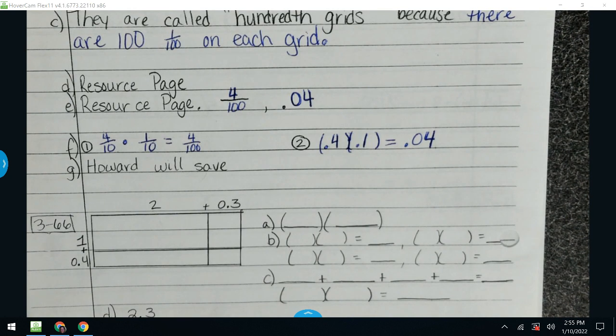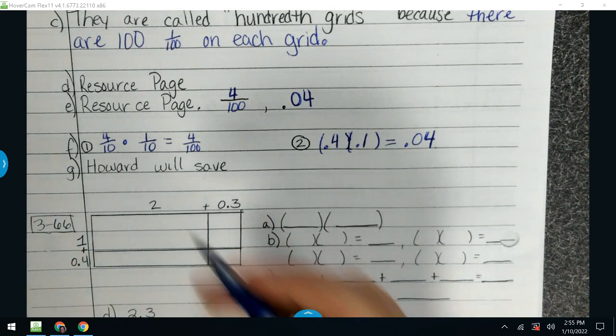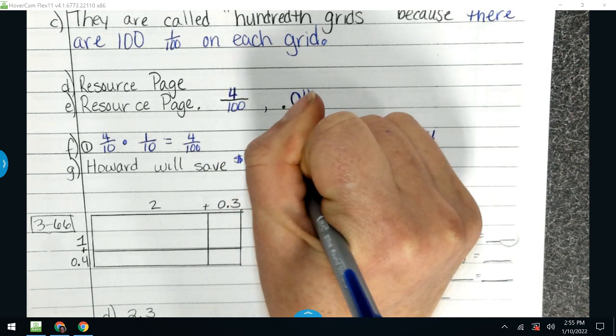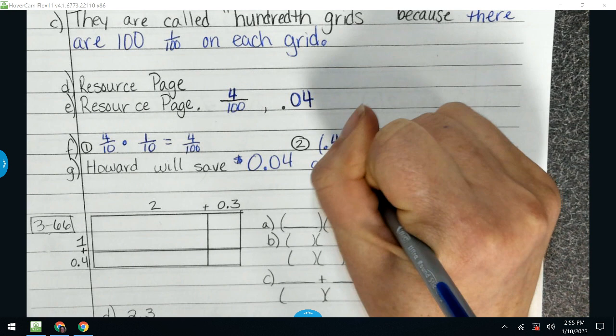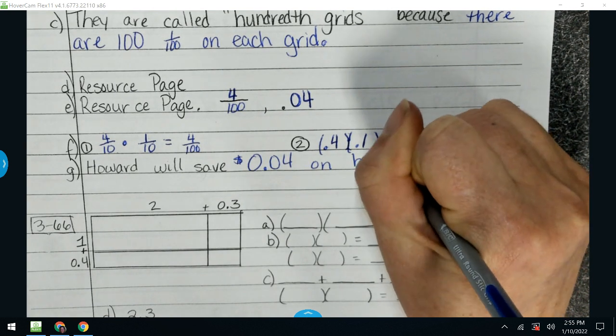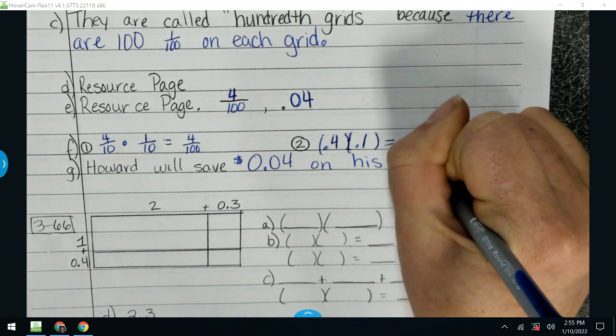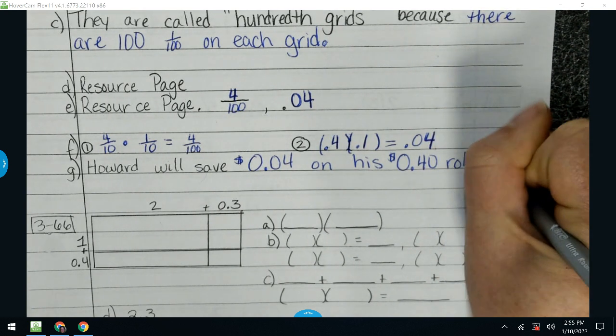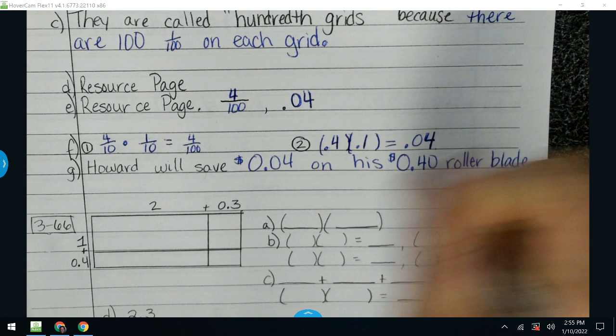Okay. So the question is, how much money is Howard going to save on these 40-cent rollerblade laces? He's going to save 4 cents. Howard will save 4 cents on his 40-cent rollerblade laces.